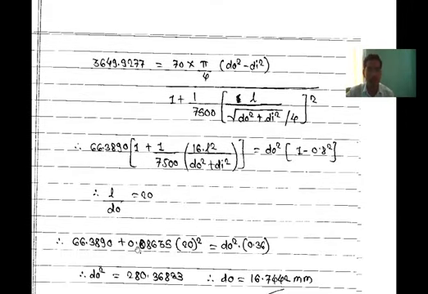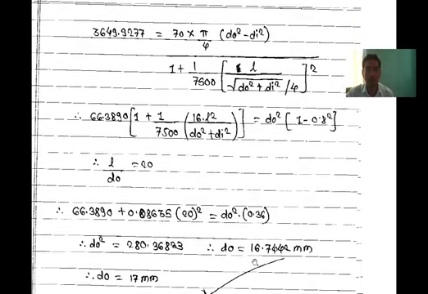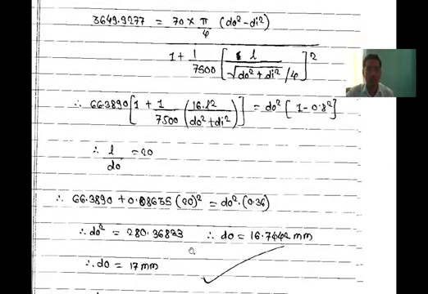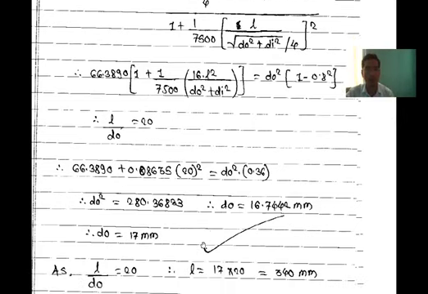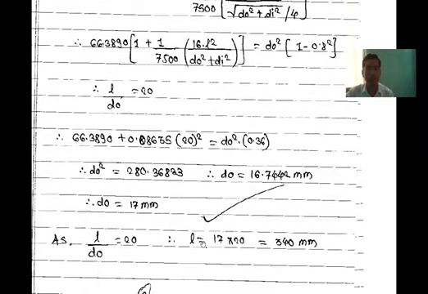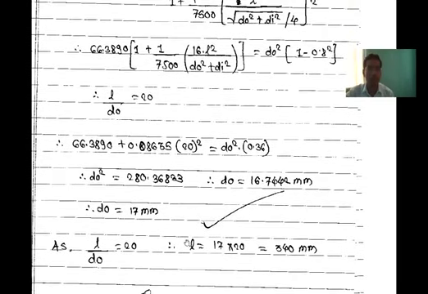After that, further solving, we get DO square is equal to 80.368. Therefore, DO is equal to 16.7442 mm. So the rounded value of DO is 17 mm. As L by DO is 20, the length of the push rod is equal to 20 into DO. Therefore 20 into 17 gives 340 mm as the length of the push rod.